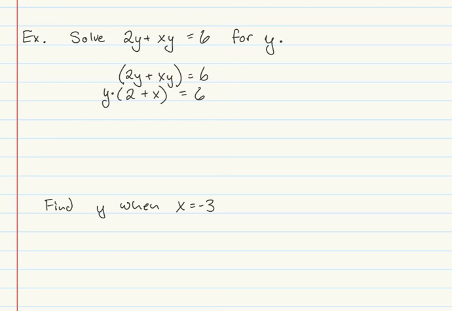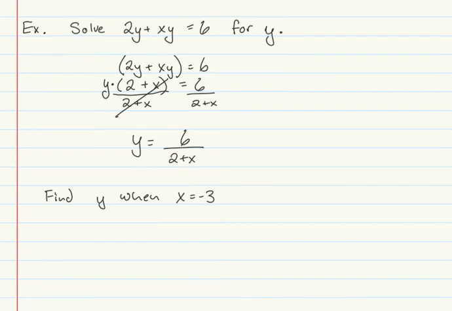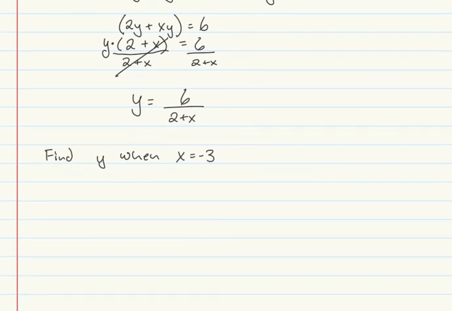Well, how do I undo multiplication and move this term? I divide each side by 2 plus x. So that will cancel out, and I get y equals 6 over 2 plus x. And then very similarly, to find y when x equals -3, all we do is substitute in that value. 6 over 2 plus -3 equals 6 over -1, which is -6.